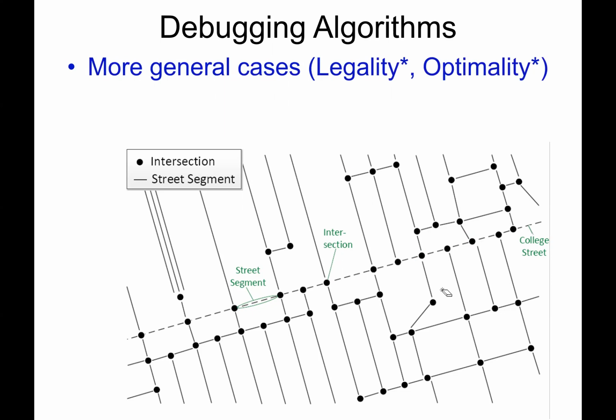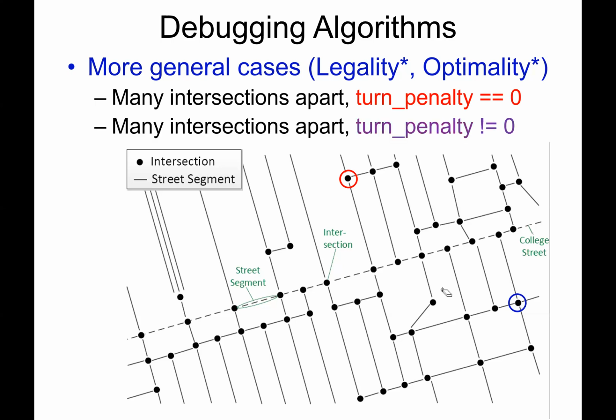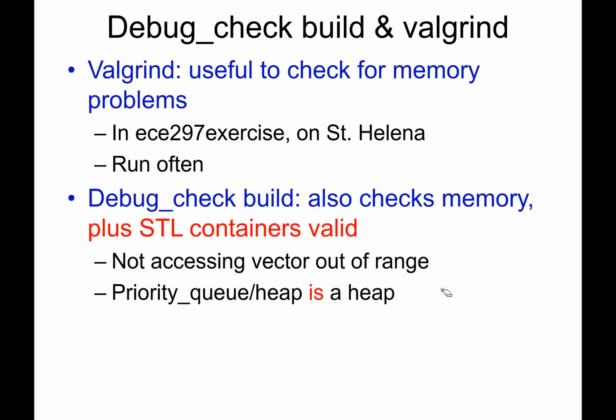And then you get into the more general cases, these legality and optimality cases that are maybe halfway across the map. Inside those tests, there are tests that have a turn penalty of 0. They're a little bit easier, because if your turn penalty code doesn't work, or there's some weakness in your algorithm with turn penalties, it's not going to affect you. So see, do you pass all the ones with turn penalty equal to 0? If not, work on those first. After you have those working, are you failing some that have turn penalty not equal to 0? So these are all ways to get code working a little bit at a time on an algorithm.